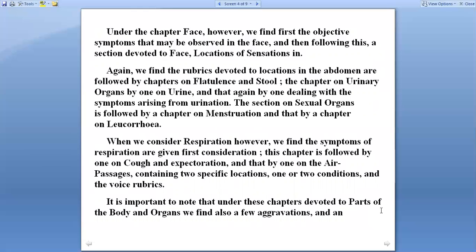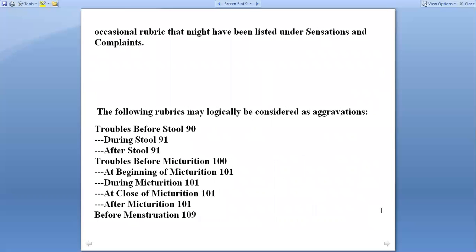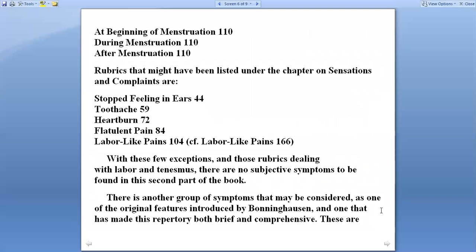It is more important to note that under these chapters devoted to parts of the body and organ, we find also a few aggravations and occasional rubrics that might have been listed under the sensations and complaints. The following rubrics may logically be considered as aggravations: trouble before, during stool, after stool, trouble before micturition, at beginning of micturition, during micturition, at the close of micturition, after micturition, before menstruation, at beginning of menstruation, after, during menstruation. Rubrics that might have been listed under the chapter on sensations and complaints are stopped feeling in ear, toothache, heartburn, flatulence, pain, labor-like pain, etc. With these few exceptions and those rubrics dealing with labor, tenesmus, there are no subjective symptoms to be found in this second part of the book.